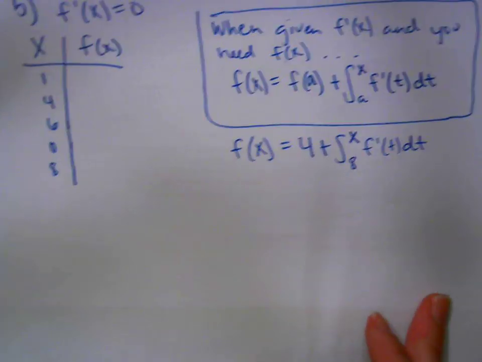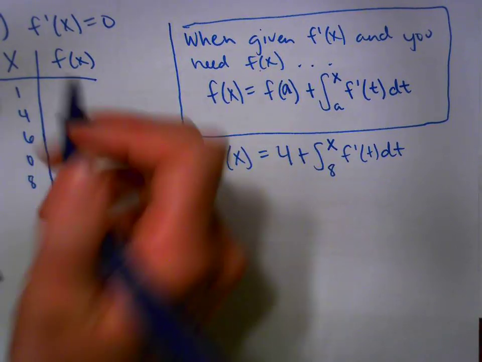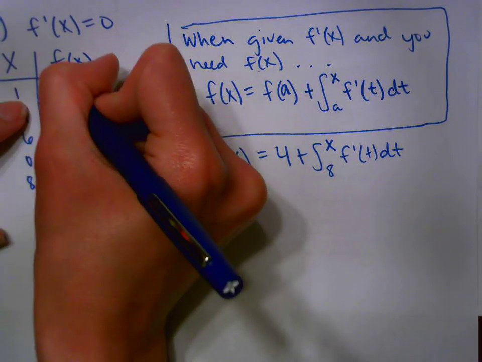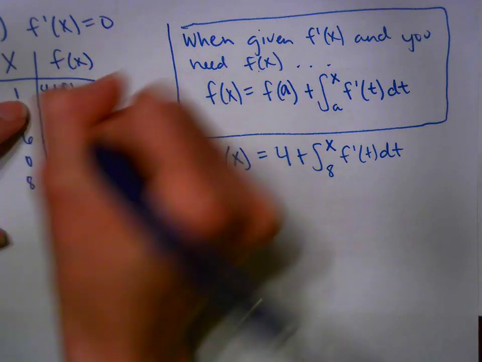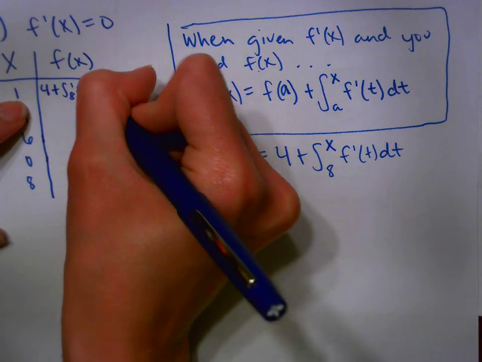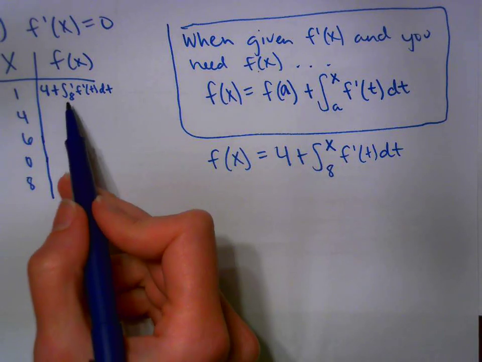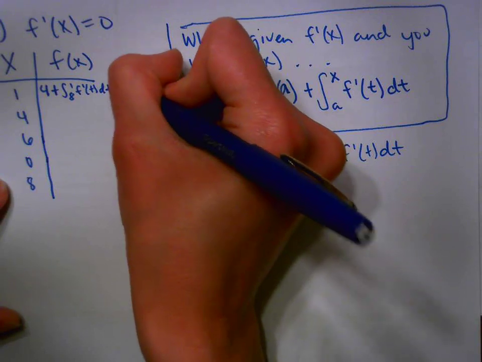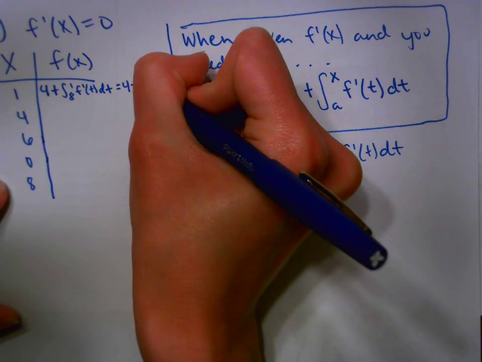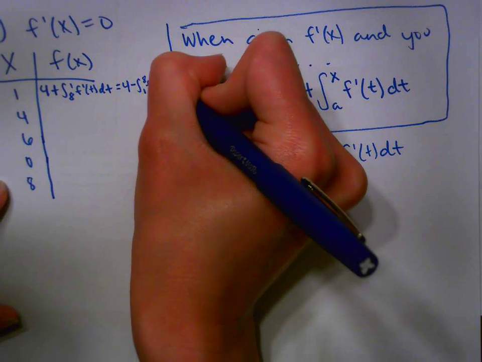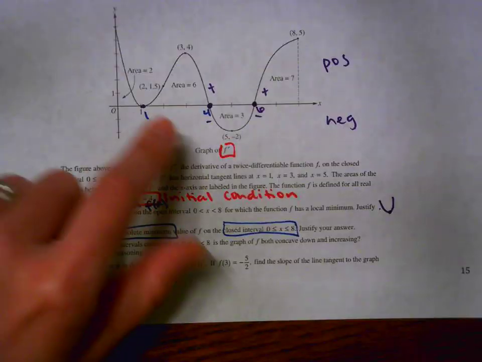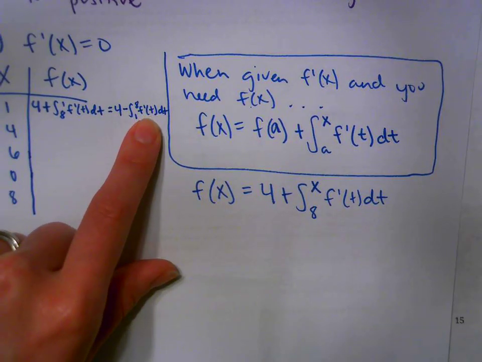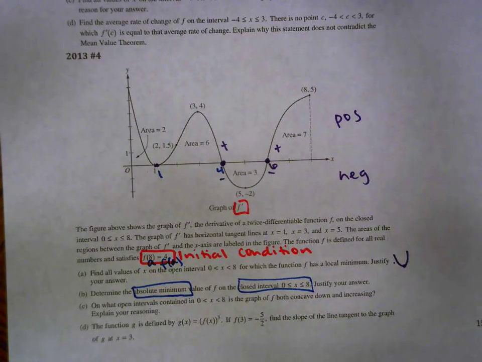Now I probably didn't give myself enough room to write out all my work for this. But we would first do f of 1. So that would equal 4 plus the integral from 8 to 1 of f prime of t, or x. If you notice, the boundaries are flipped, so you would want to negate it. So it'd be 4 minus the integral from 1 to 8 of f prime. We have our f prime, and they give you the area, so that's how you're going to evaluate this integral from 1 to 8.